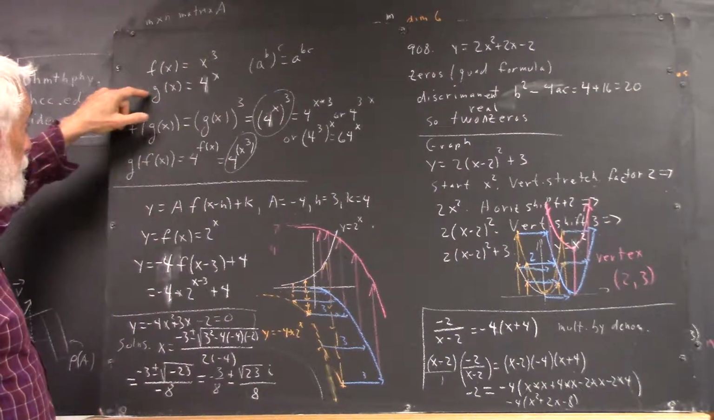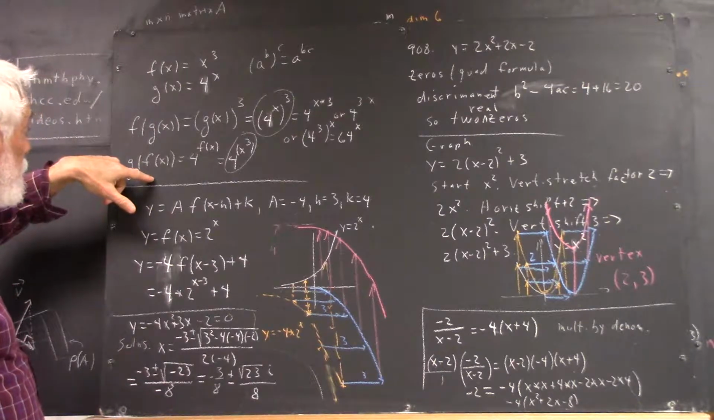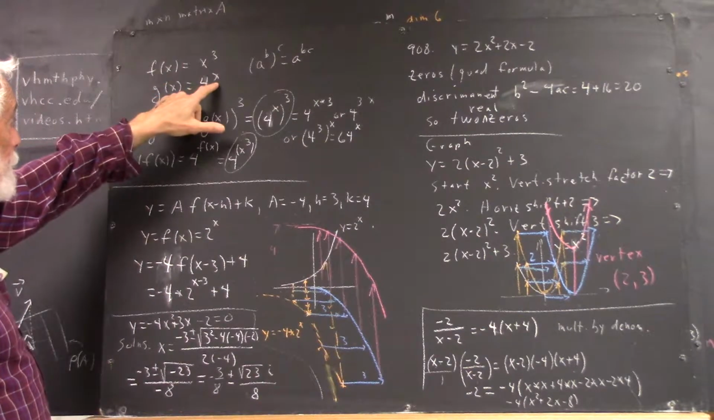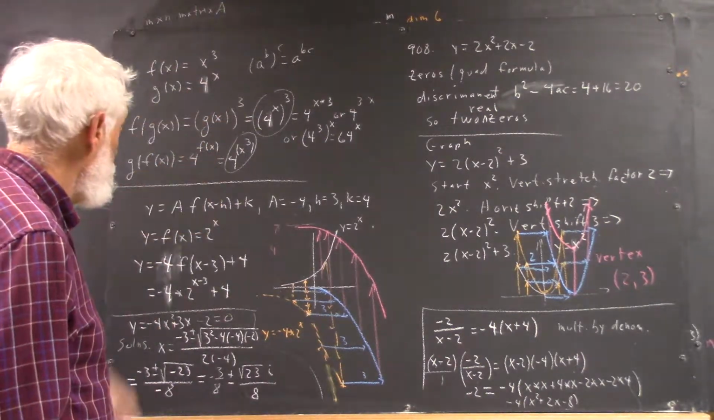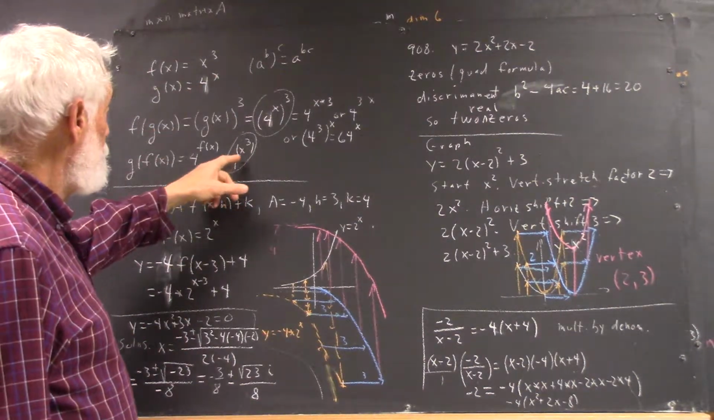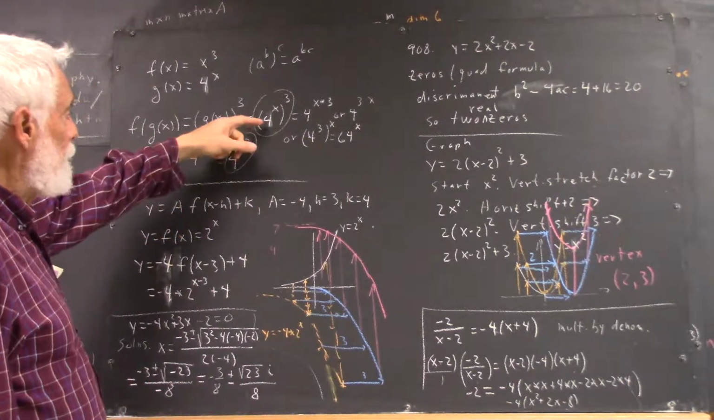Well, we take the g of x and we replace x by f of x. So we get what? If we replace this x by f of x, we've got to replace this one by f of x. So we get 4 raised to the f of x. And that is then f of x being x cubed, 4 raised to the x cubed power. Now that's different than this.